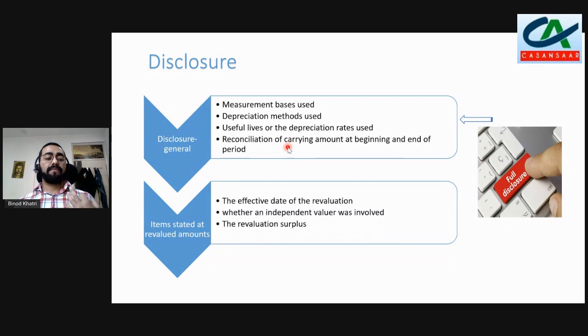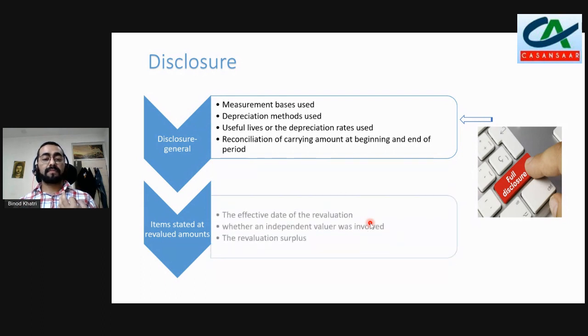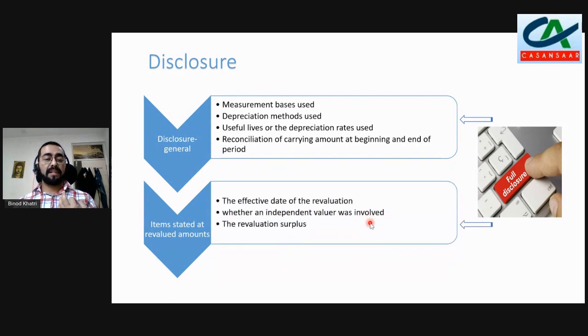And for a revalued asset, we need to disclose the effective date of revaluation, when we revalued that asset, and whether an independent valuer was involved. In case of, for example, a complicated asset, we need to hire some professional or engineer, so that needs to be also disclosed. And the revaluation surplus, or gain or loss on that revaluation, that needs to be disclosed.